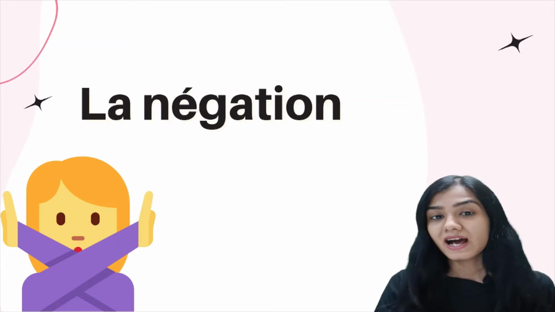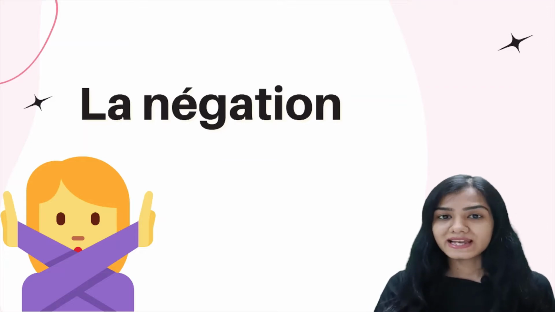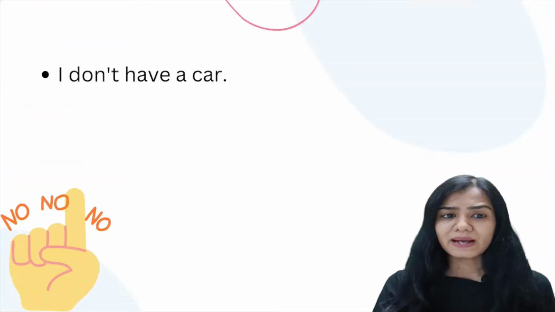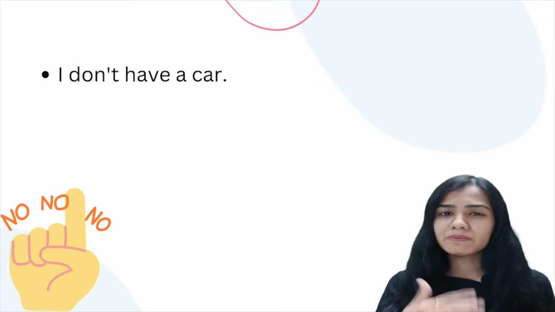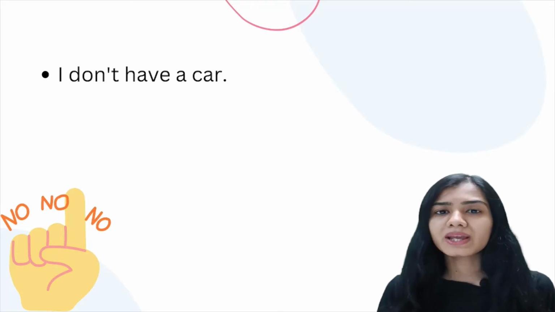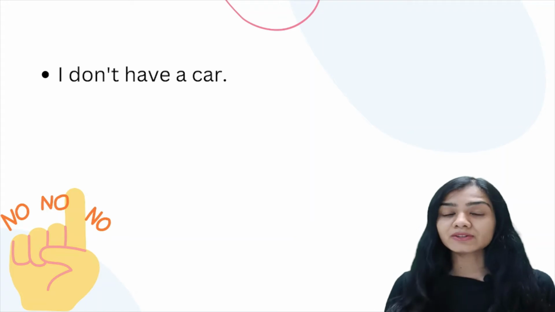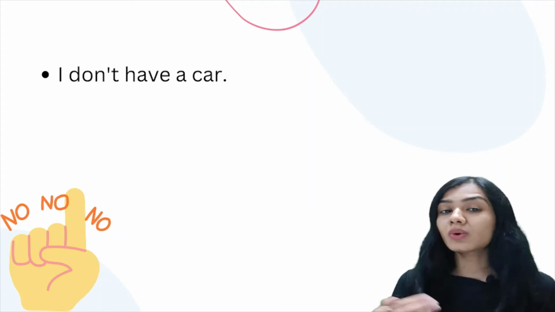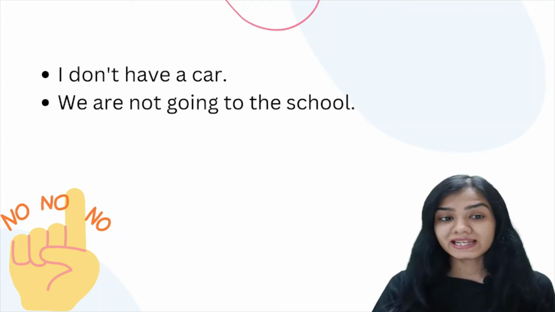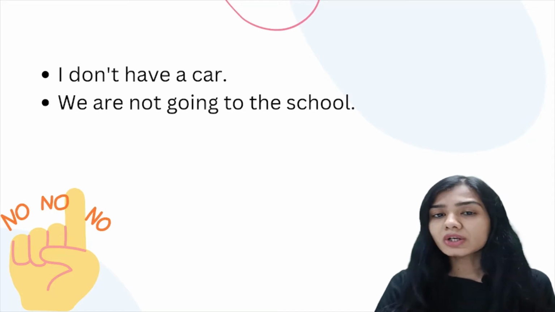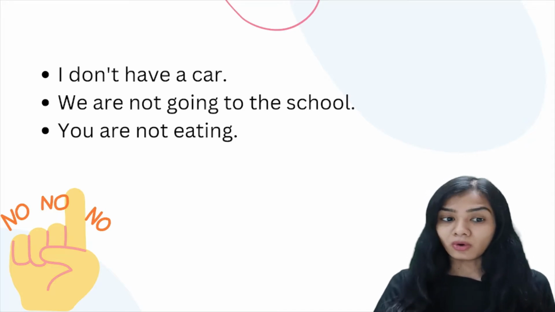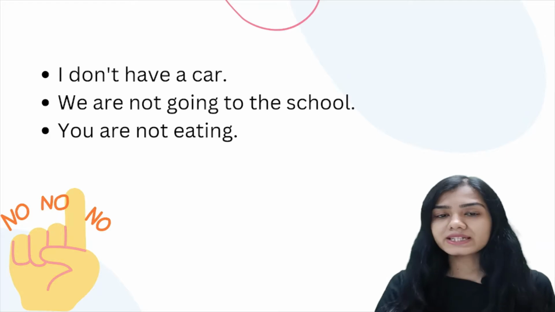Today we are going to have a look at la négation, that is, how to make sentences negative in French. For example, I don't have a car. I'm pretty sure by now you must know how to make a sentence like I have a car. But what about I don't have a car? Or a sentence like we are not going to the school, or you are not eating.